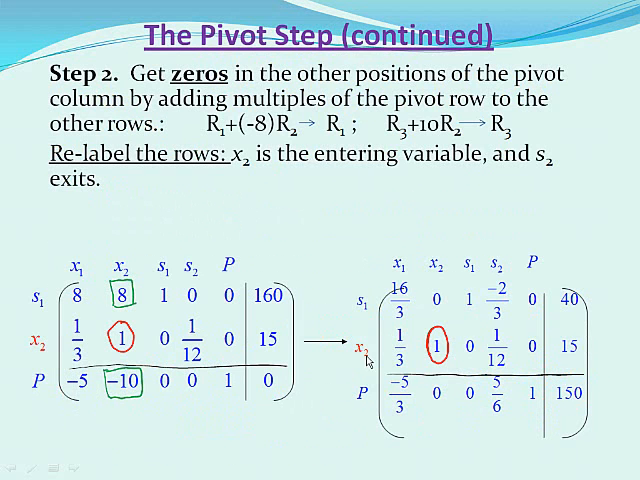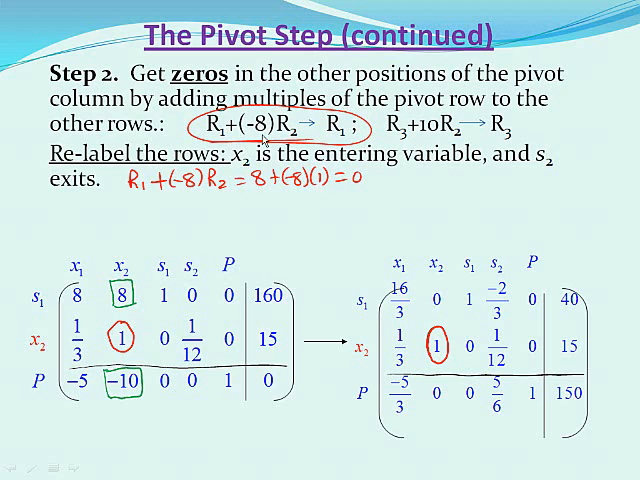Step 2. Get zeros in the other positions of the pivot column by adding multiples of the pivot row to the other rows. So we need to get a 0 here in place of 8. Figure out a row operation to do that. We have 8 here in row 1. So row 1 plus negative 8 multiplied with row 2 will produce that entry as 8 plus negative 8 times 1, so that will be 0. This row operation is selected based on this criterion, getting 0 in that location.